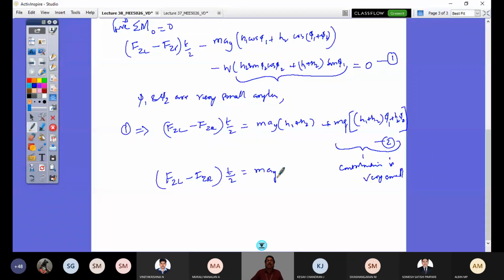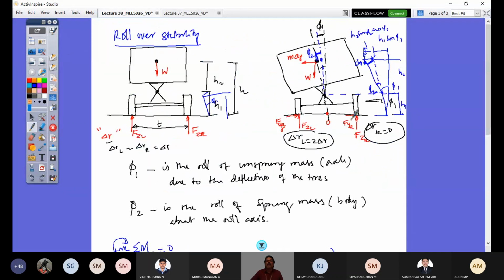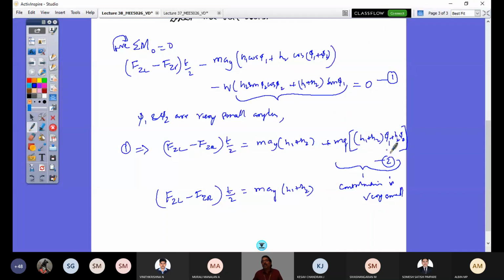So at the start of roll, this is very small. I take this h1 plus h2 as it is. So this lateral force m a_y into (h1 plus h2), plus this roll due to this. Here this phi1 is neglected because the tire deflection due to that is very small. The second term I neglected. Then it is only through the body roll that we consider, right? So I can just get this from this.